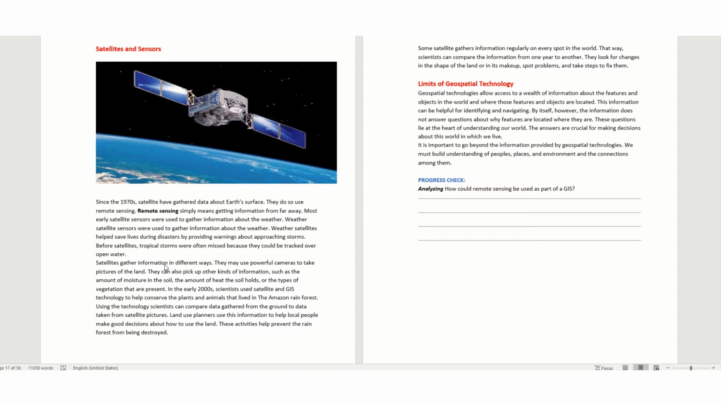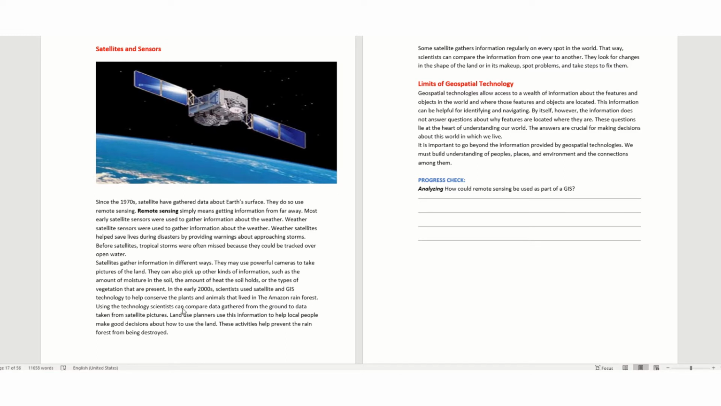Satellites gather information in different ways, like taking pictures with cameras of the land, images. Now this information is computer generated. It is in numbers, and it's in layers. So it's not theoretical or something like that. The data is in numbers or figures. They can also pick up kinds of information such as the amount of moisture in soil, heat, solids, vegetation, and the plants and animals that are living in the forest.